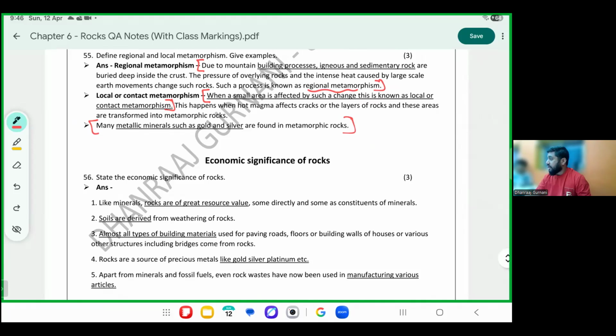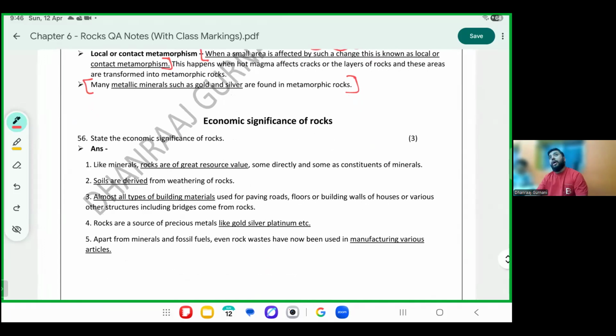Yes, Arnav, everything is okay. Economic significance, please mark short. One more.